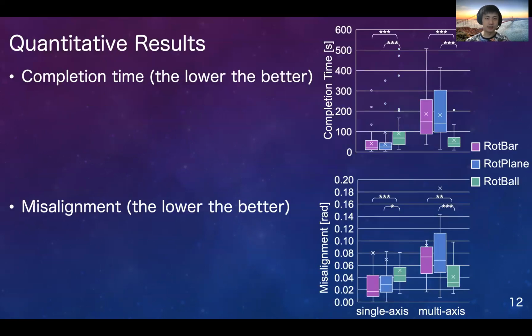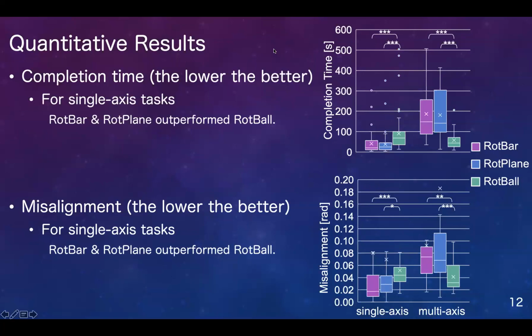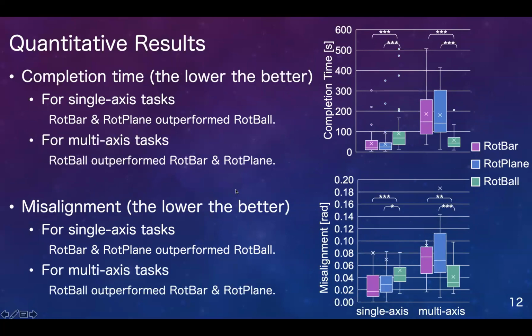So this slide shows the completion time and the misalignment results. And sorry, I'm going to hide my head. We can see the same trend for both results. For the single-axis tasks, both per-axis methods, the RotBar and the RotPlane, outperformed the RotBall significantly. And there was no significant difference between the RotBar and the RotPlane, these two. And for multi-axis tasks, we had a completely opposite result where the RotBall outperformed the RotBar and the RotPlane, both the per-axis methods.